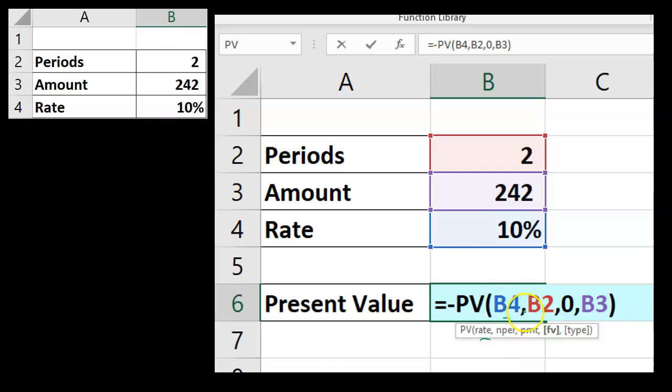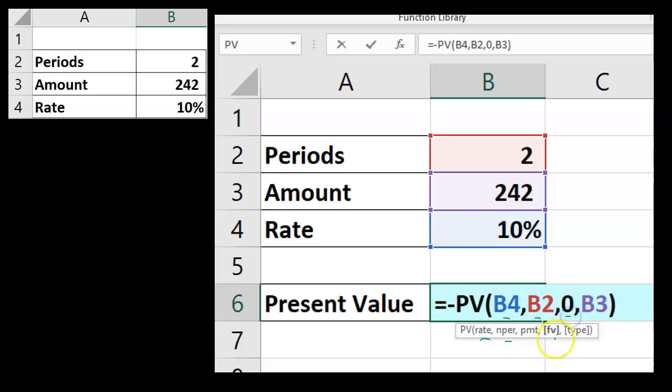And then when we say comma, that just means the next function, which is in PER, that's this item. It says we need that. That's the number of periods. So it's 2. So 2 is in B2. So that's in B2, number of periods, comma, to the next function.